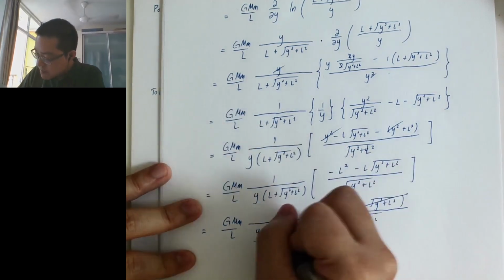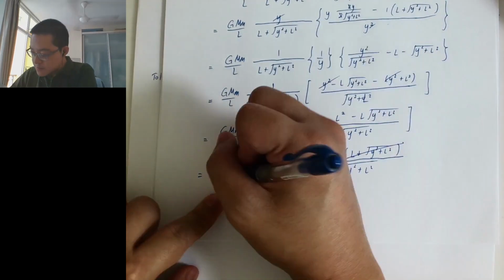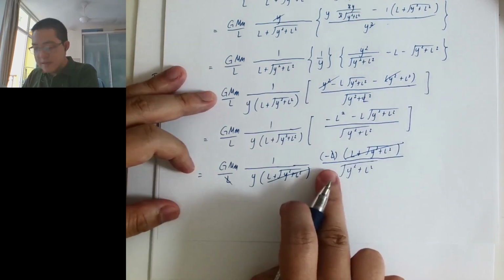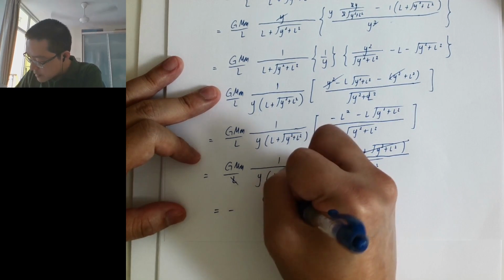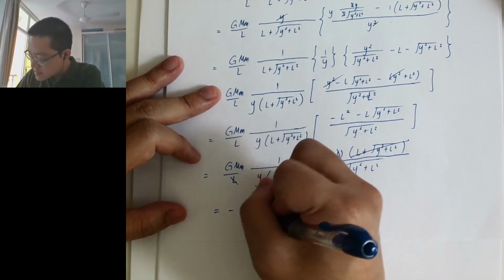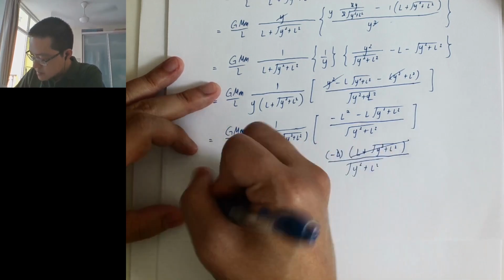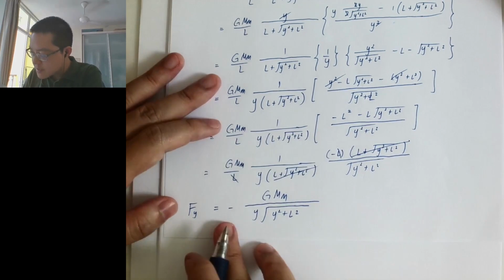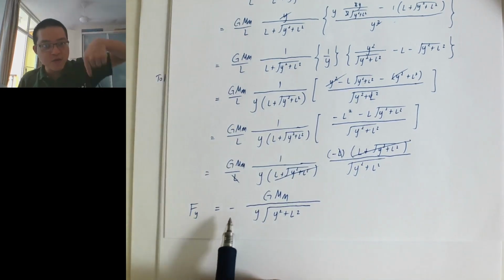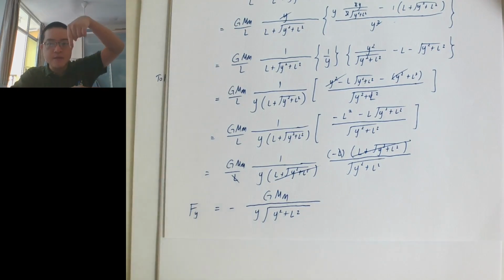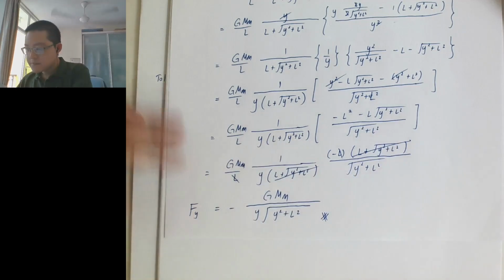So this term cancels with this term, and then there's one L outside left cancelling here, and then there's a negative sign. So I got negative GMm over y times this. So this is my force in the y direction. If we do everything carefully, we will get the force that is negative, so it's pulling the mass downwards because the rod is down there. So I have found the force in the y direction already.